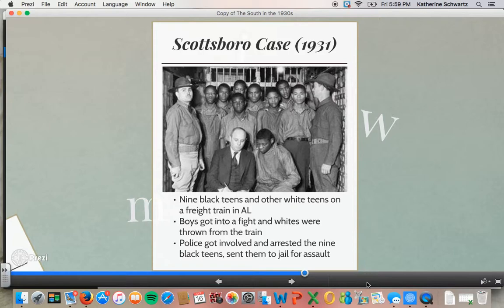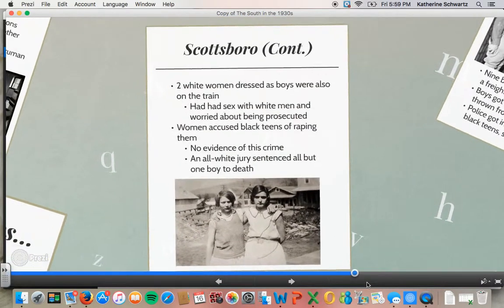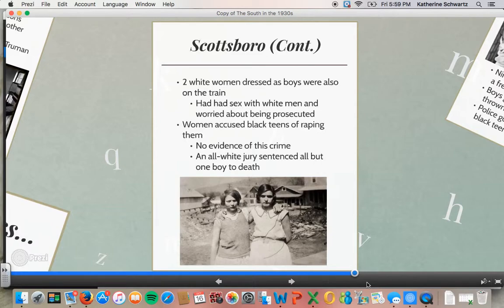The white boys were thrown from the train, and so they went and found the police and told them what had happened. And so the police stopped the train, and they got the group of the black teenagers, and were going to arrest them for assault. They were going to be put in jail for assault, but it didn't stop there. Also on the train were 2 white women, but they were dressed as boys. While they were on the train, they had had sexual relations with some of the white men. And so these women were worried that they would get in trouble for having sex with these white men.